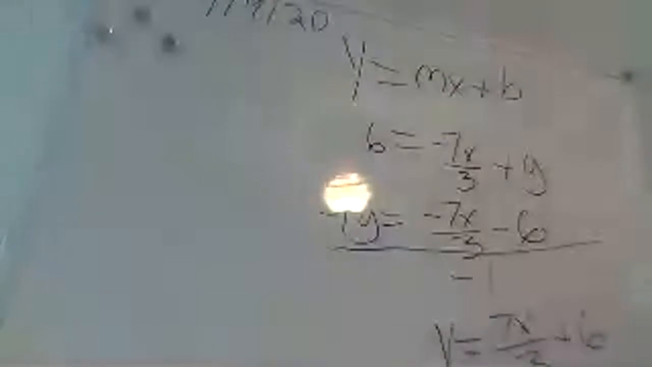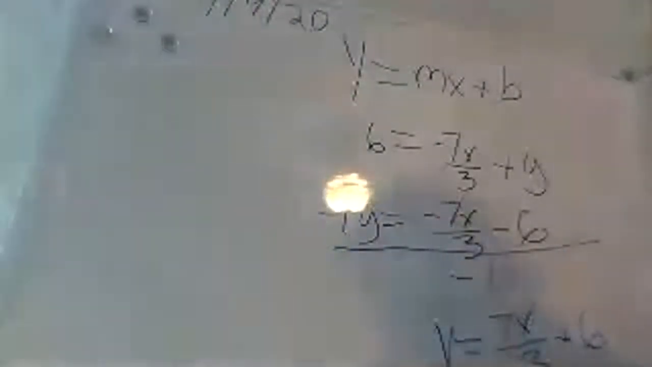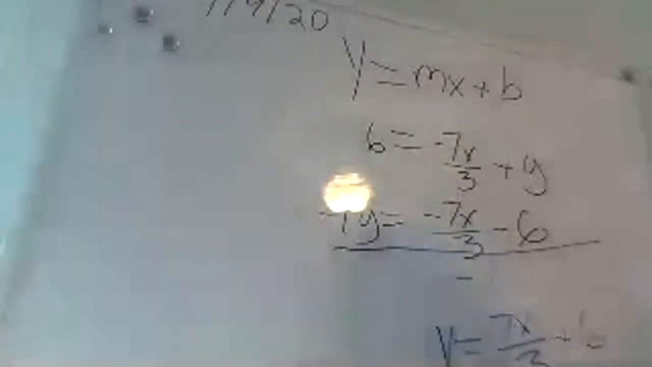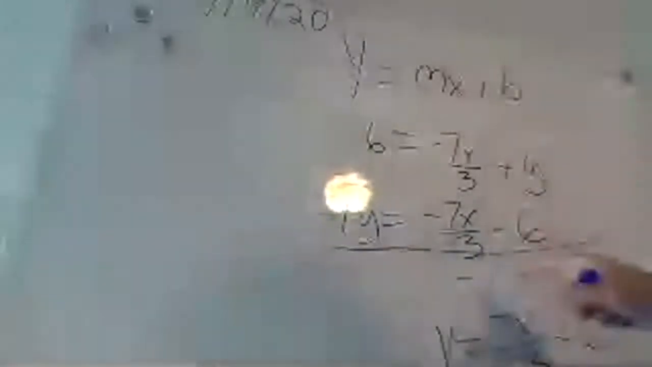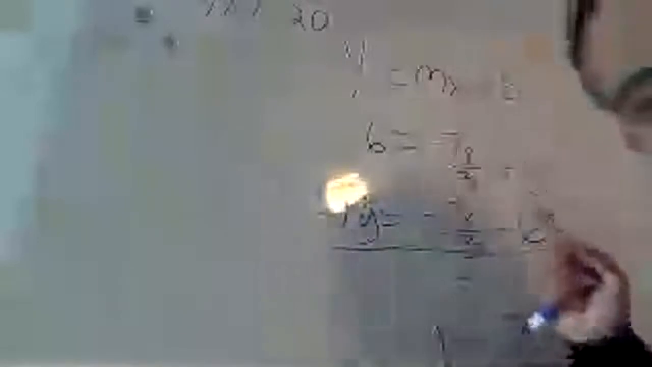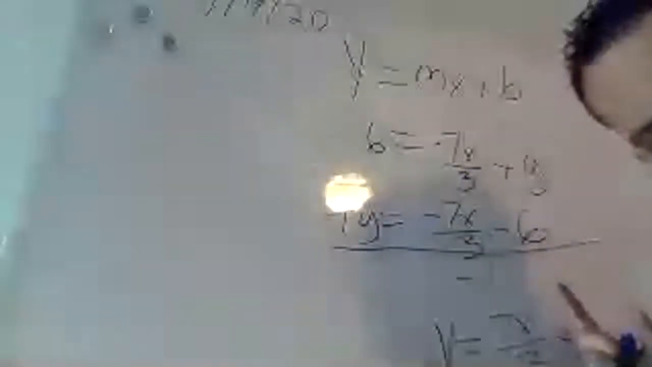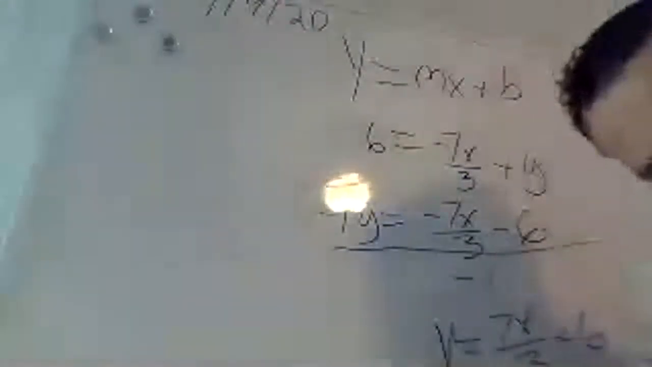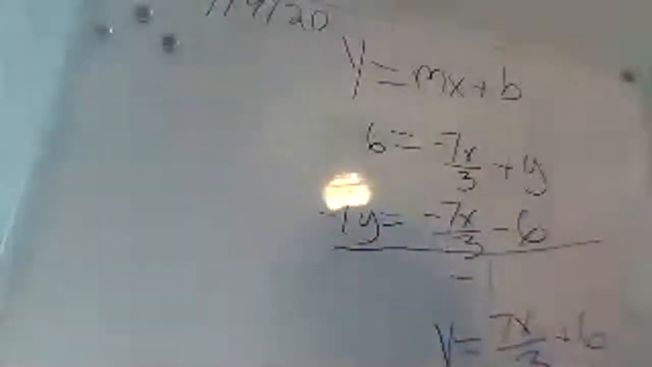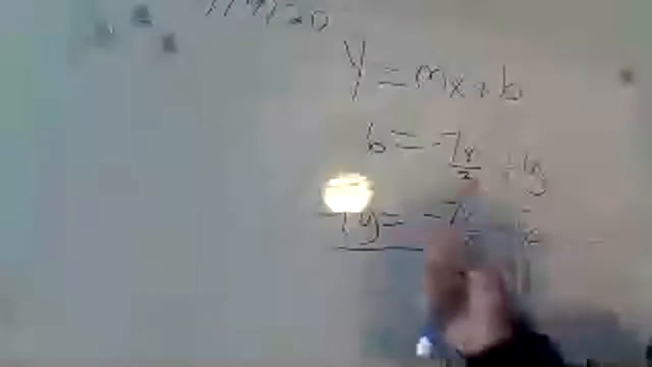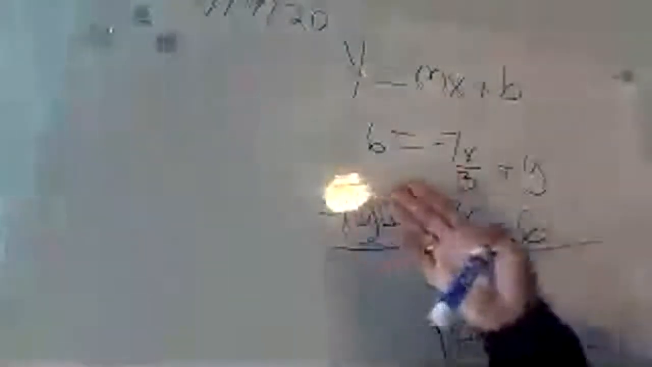No, the 7/3. Ooh, I love it. Okay, I'll let you explain it. Go ahead. Let's just say that the 7/3 never moved, so it stays the same. The only thing that's changing is the y and the 6. Well, the 7/3 is going to become positive because you're dividing the whole thing by negative 1. Yeah, because if you divide one part of the equation by something, you have to divide everything by it.